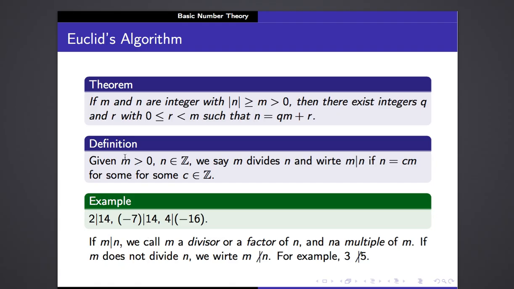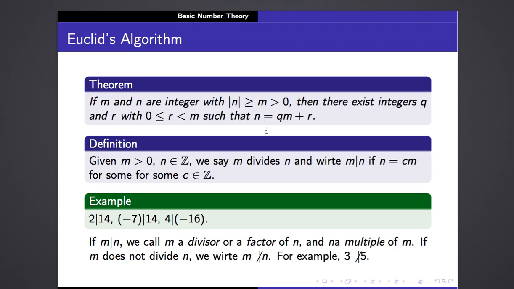So here's the theorem. If m and n are integers with this condition here, then there exist two integers q and r with r greater than or equal to 0, less than m, such that n equals qm plus r. So basically what Euclid's algorithm is talking about is integer division.